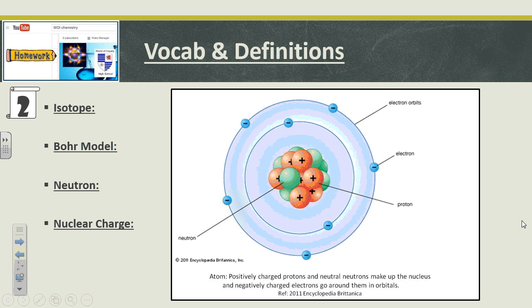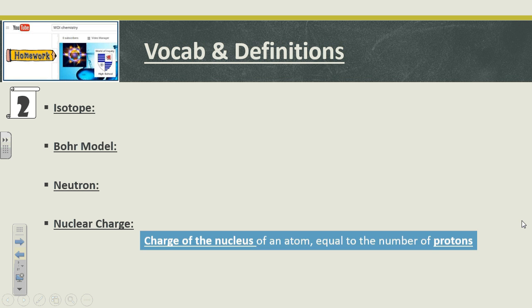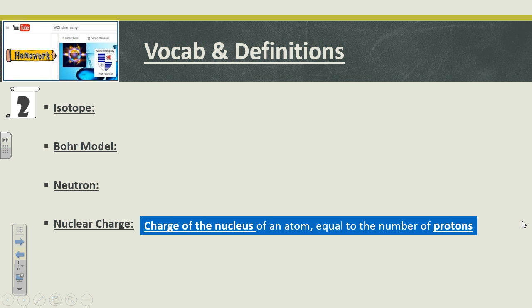Nuclear charge. Nuclear charge is the charge of the nucleus. Looking into the nucleus, I have protons and I have neutrons. We will find out that only protons have charge. So the nuclear charge is synonymous with the number of protons in an atom. The charge of the nucleus only.